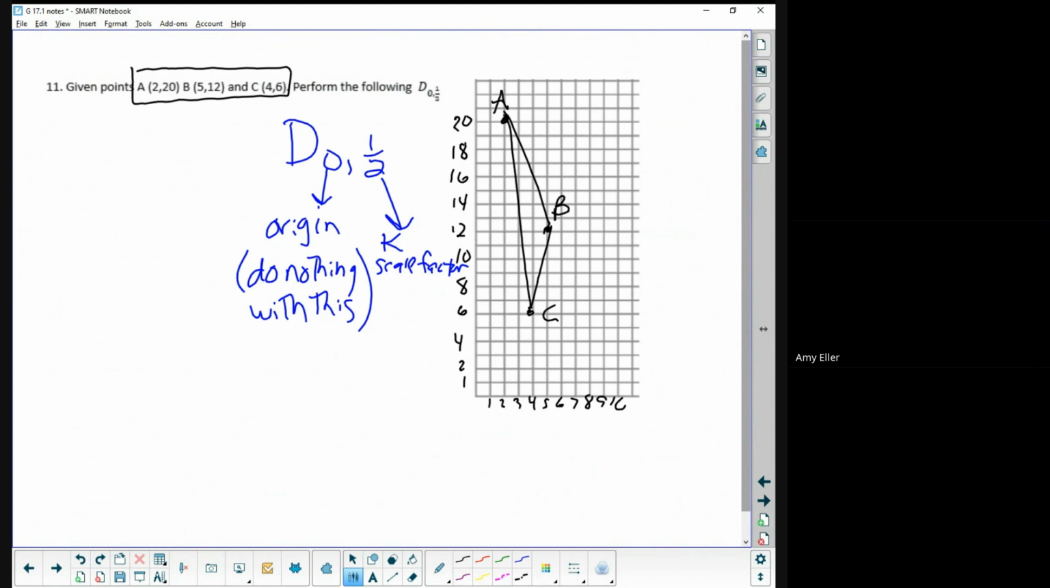What do we do with that? We multiply every X and Y by that. Every X and every Y is going to get multiplied by a half. So let's go ahead and do that. Let's find our new points by multiplying every X and Y by our scale factor.